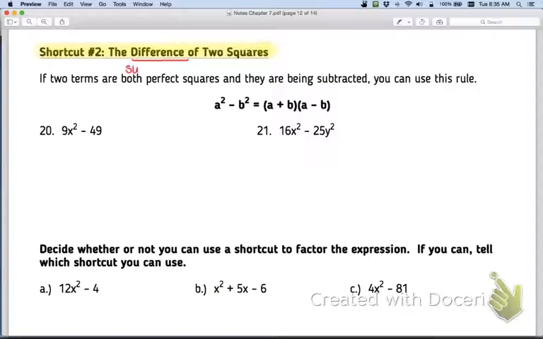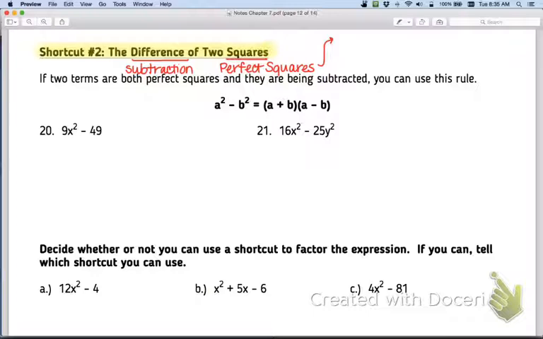Difference represents subtraction. So it must be a subtraction problem. If it's addition, this doesn't work. And when we talk about squares, we're talking about perfect square numbers. So hopefully you recognize some of your perfect squares. Let's list out the perfect squares from 1 to 15 just to see what we've got.